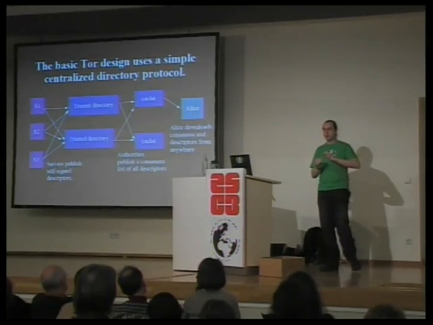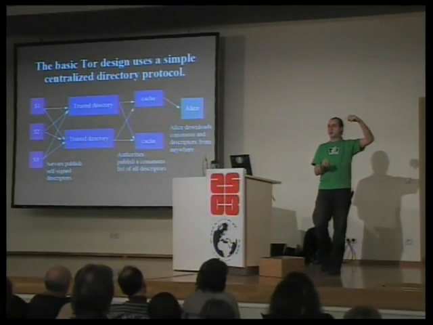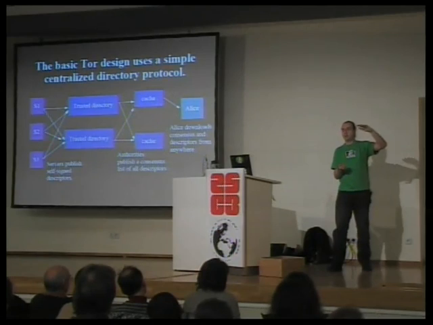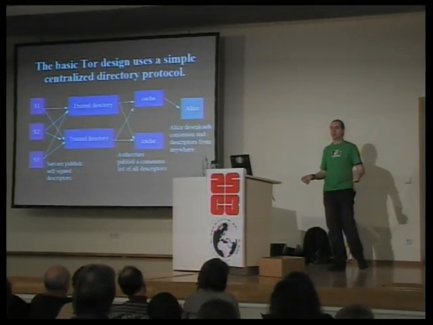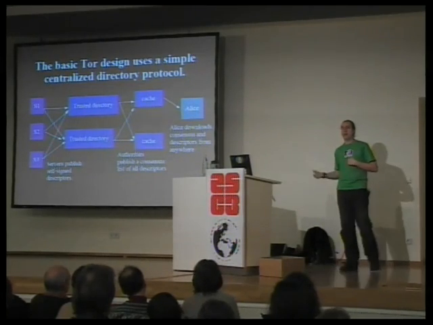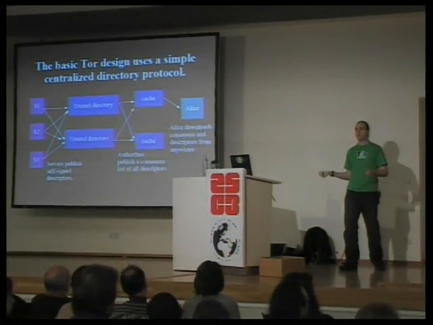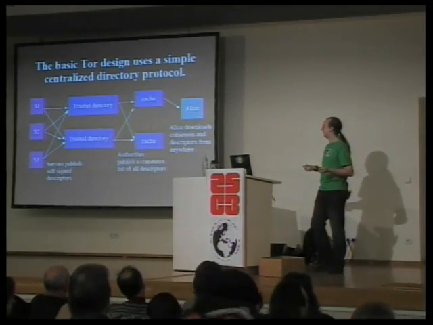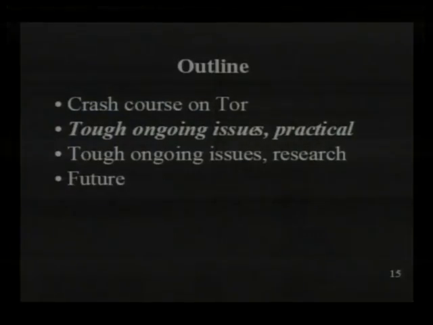And then they talk amongst each other and produce a little summary, a network status consensus, signed by as many of them as are willing to sign it. And then that gets cached on all the other relays, so Alice can go anywhere and get something, and if it has enough signatures on it, then she'll believe it.